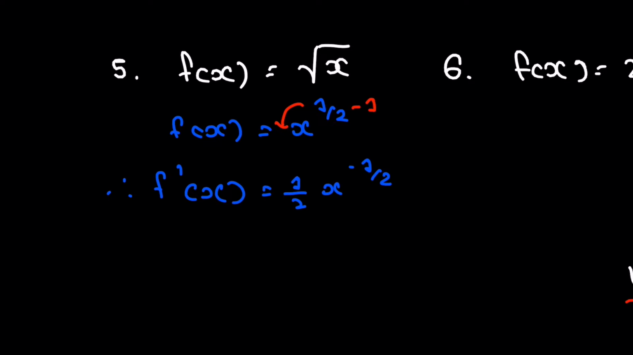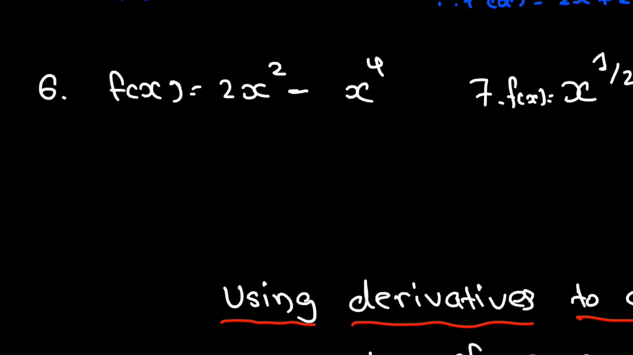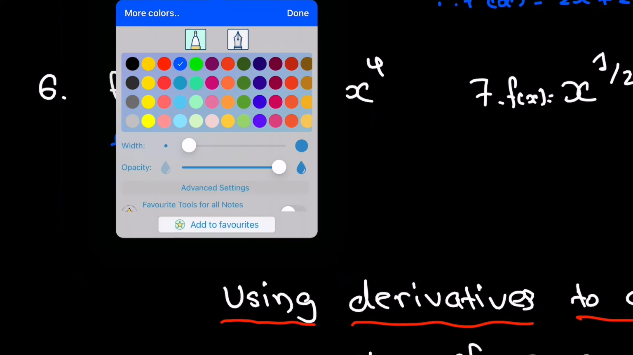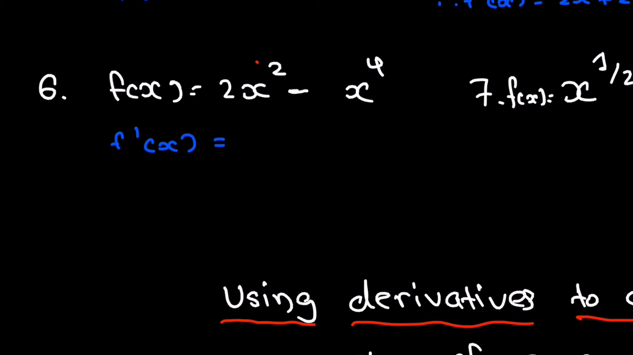Okay, next question, we have f of x is equal to 2x squared minus x to the power of 4. So we denote its derivative as f dash x, and to take the derivative of 2x squared, we bring this 2 out to the front, minus 1 from here. So then this equals 2 multiplied by 2x to the power of 1. And next, it's an important step to carry the minus sign down to our derivative function. So we have to write a minus.